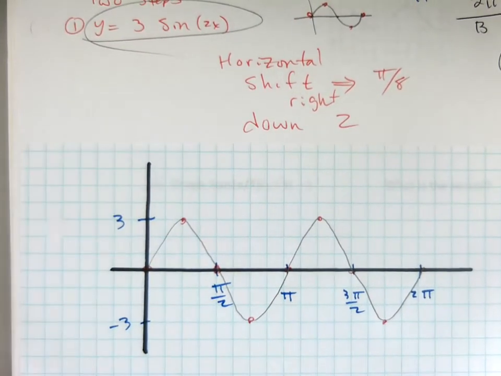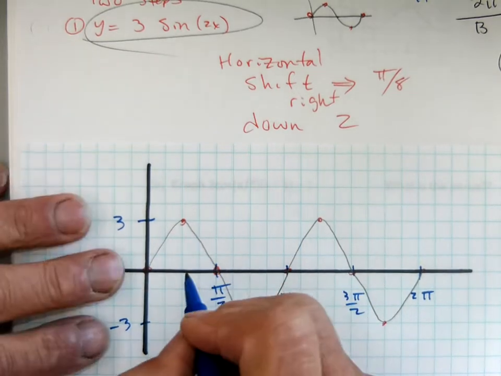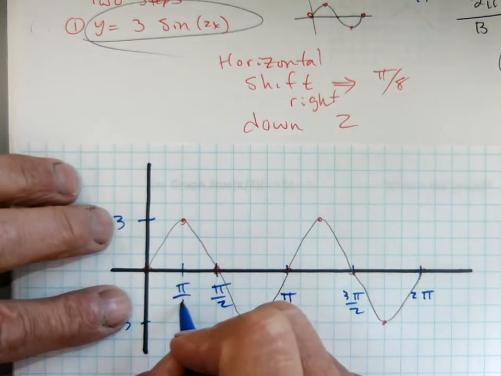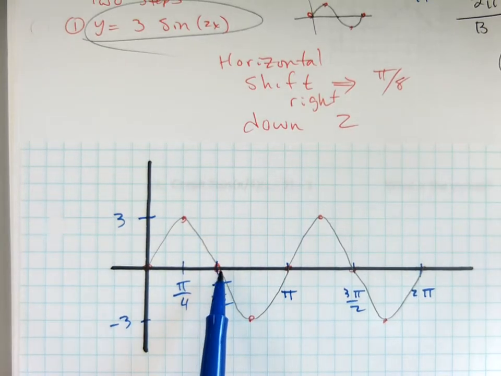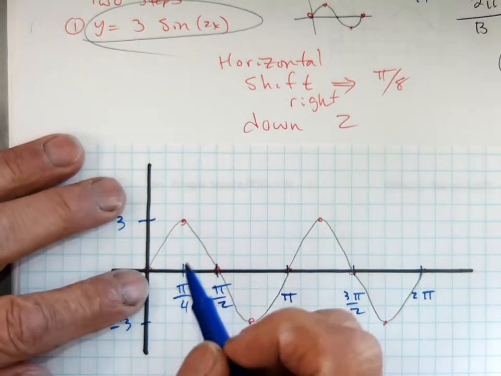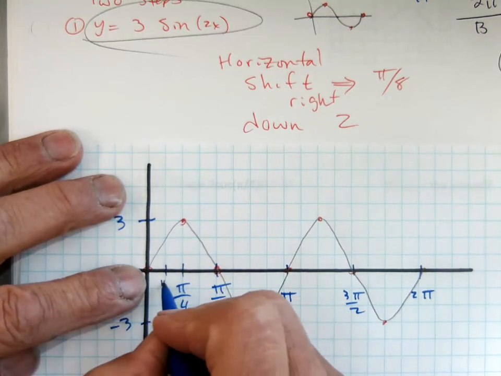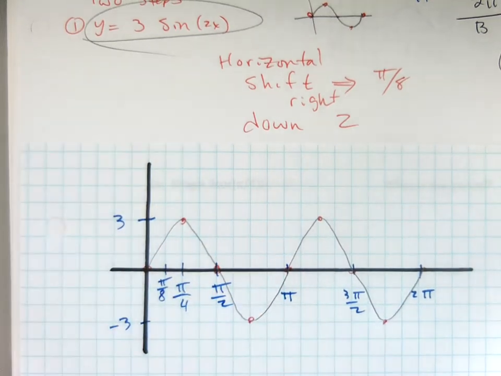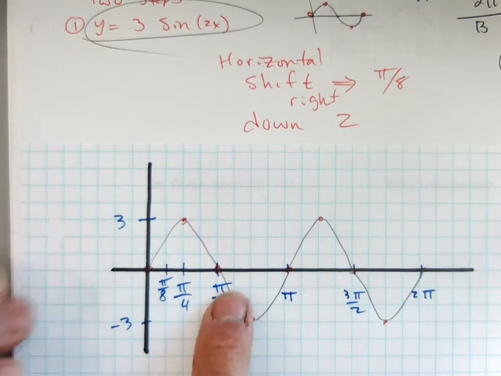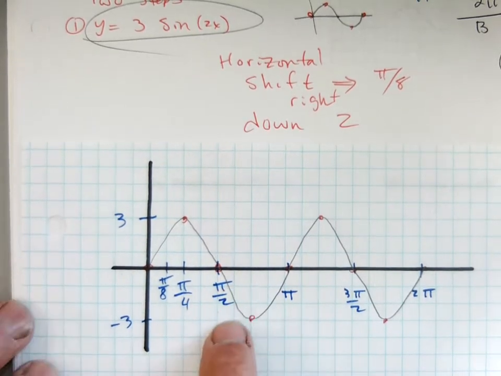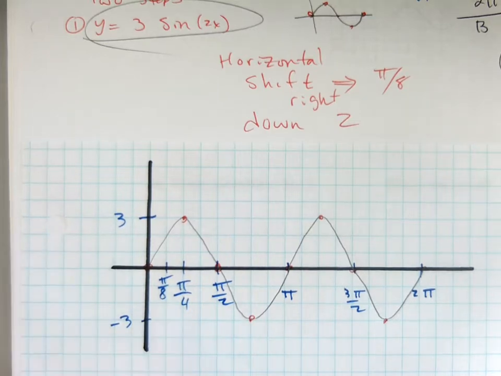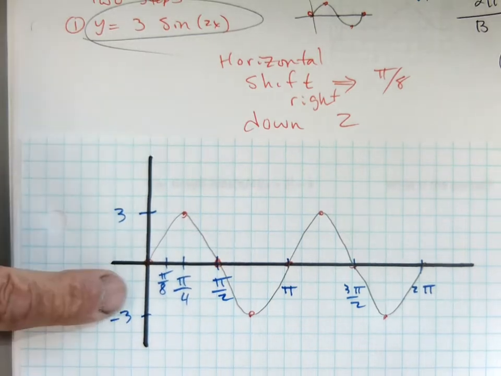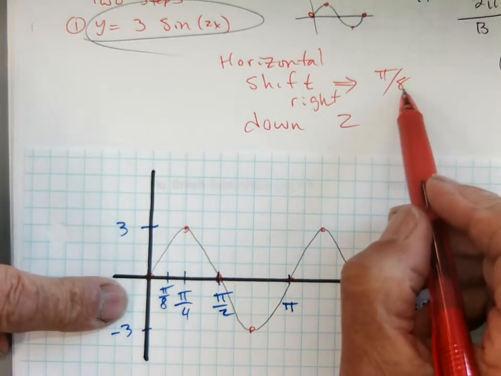So I know that this is pi fourths, because pi halves, right? Pi fourths, pi halves. So pi eighths is right there. Do you guys agree with that? If this is pi half, this is just the scales I put down. Pi halves, that's pi fourths, that's got to be pi eighths, okay? So I'm going to take each important point, and I'm going to move it pi eighths and down 2.